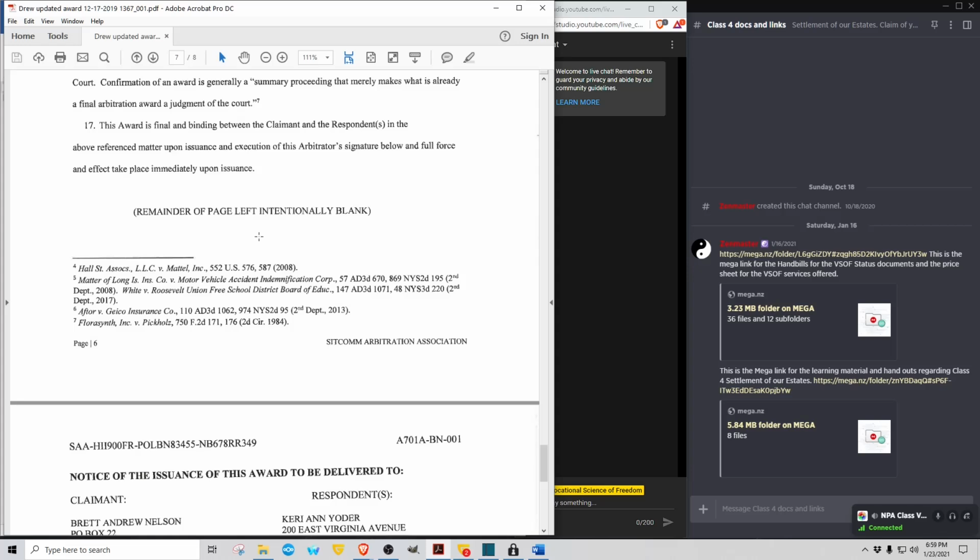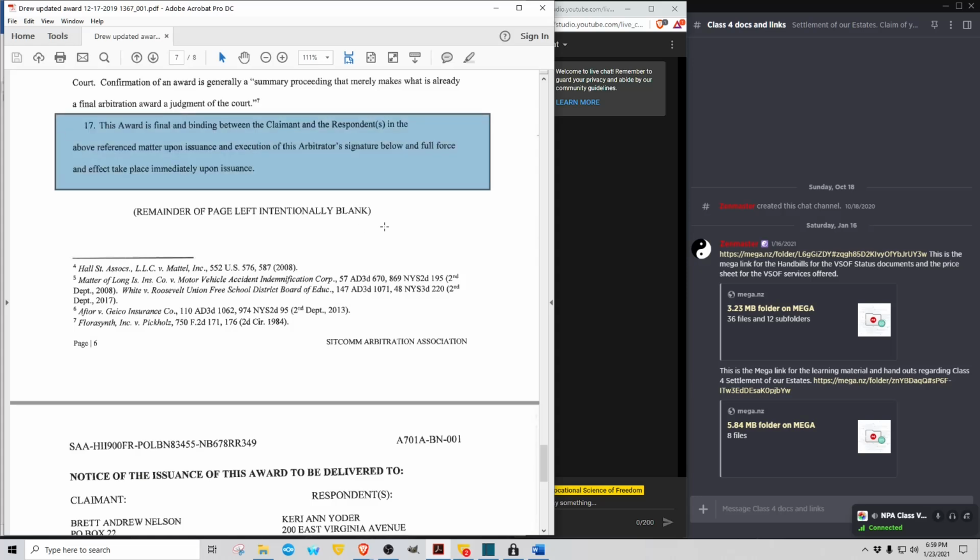So anyway, number 17. This award is final and binding between claimant and the respondents in the above referenced matter upon issuance and execution of this arbitrator's signature below, and full force and effect take place immediately upon issuance. So right there, you have an award.